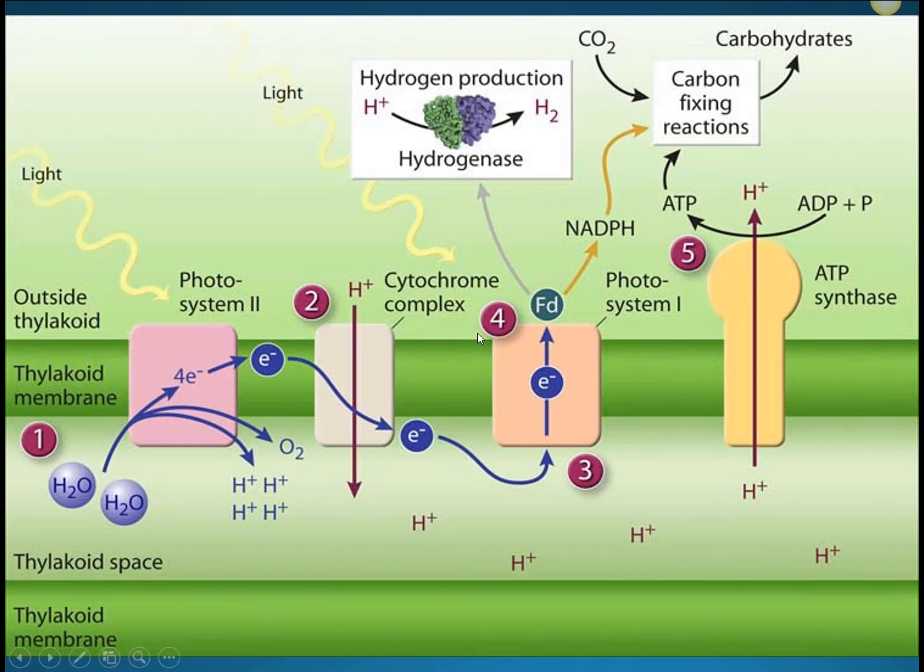So light will also hit photosystem 1 and excite the electrons found in photosystem 1 to reduce NADP to NADPH. And then what happens is these protons that are sitting in the thylakoid space will be utilized to flow back through ATP synthetase to make ATP. And this ATP and NADPH will then be used for the second part of photosynthesis, which is the Calvin cycle, to make carbohydrates.